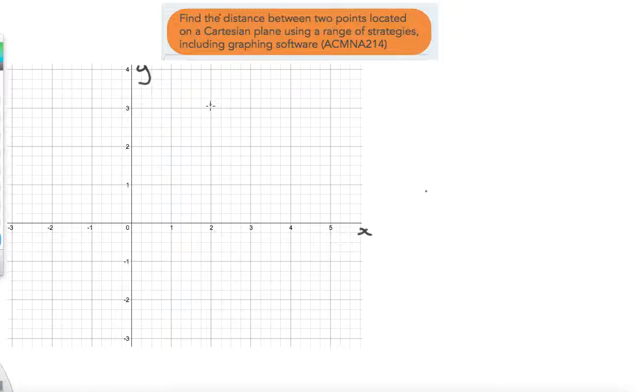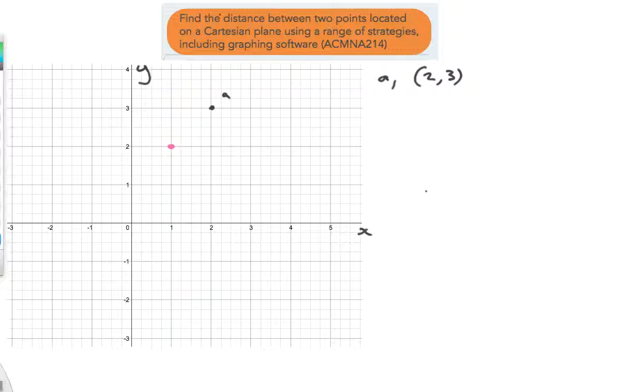Let's pick this point here and this point here. Actually, I'll do them in different colors. This point here. So our first point is 2 across and 3 up. So we're gonna call that point, I'll call it point A. Point A is 2 across and 3 up. 2 in the x-axis, 3 in the y-axis.